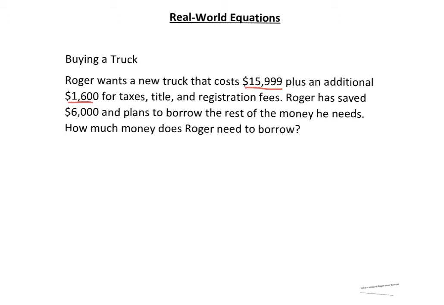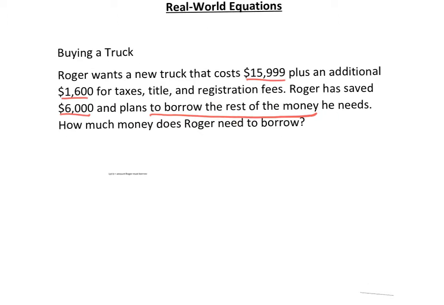That's how much the new truck actually costs, and Roger has only $6,000, so he needs to borrow the rest of the money in order to buy the truck here. So let's say B represents the amount Roger must borrow, and we have the amount saved, which is $6,000.